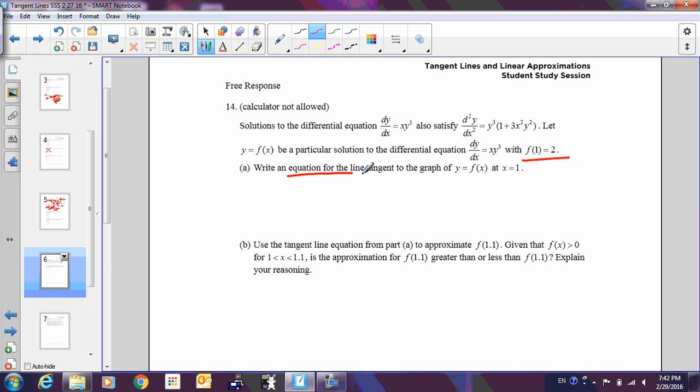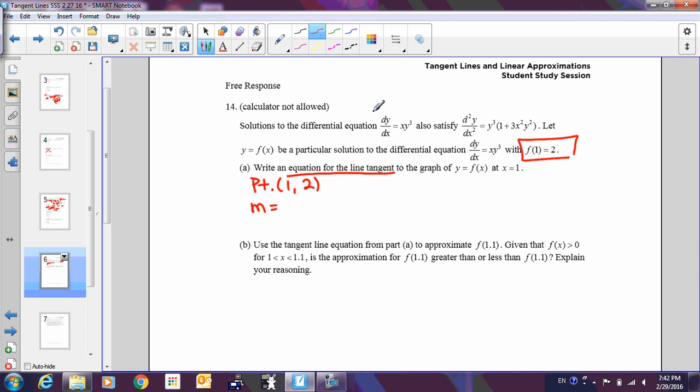So the first thing is just writing the equation of the tangent line at x equals 1. So let's think about our point. It's 1 comma what? This is where this initial condition is really helpful. f of 1 equals 2. So that tells us what the point is. So now all we have to do is find the slope.